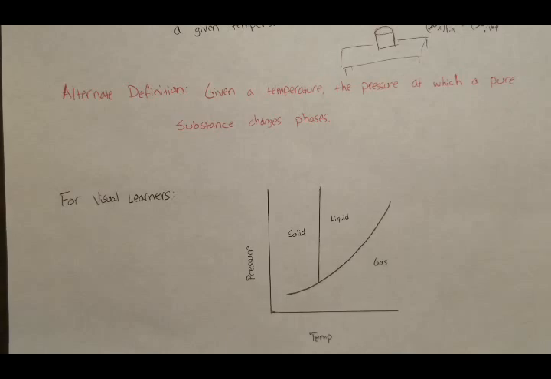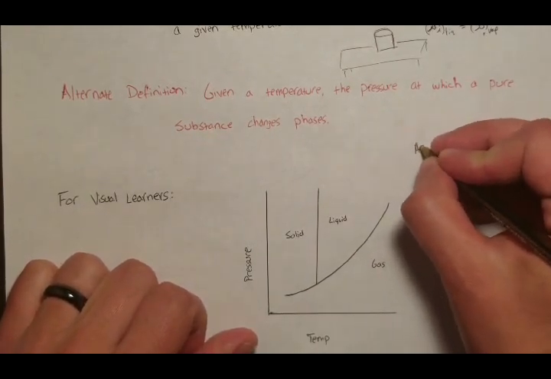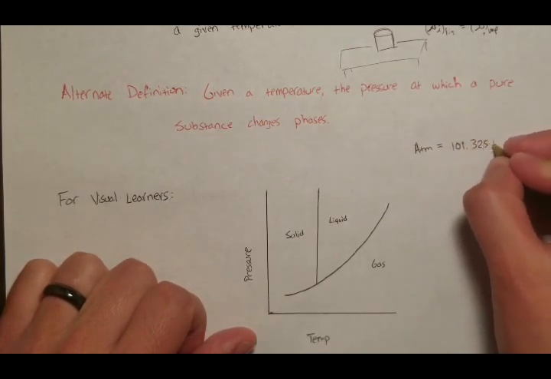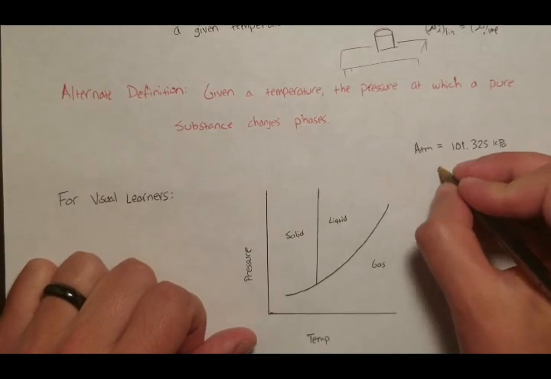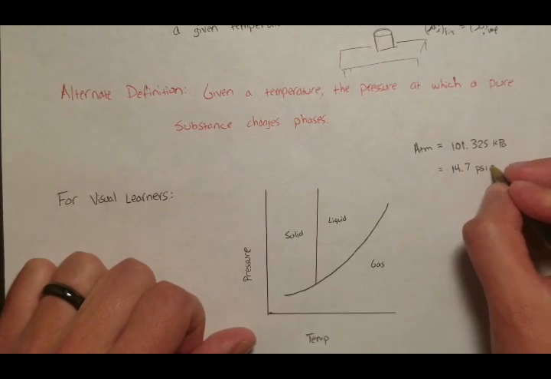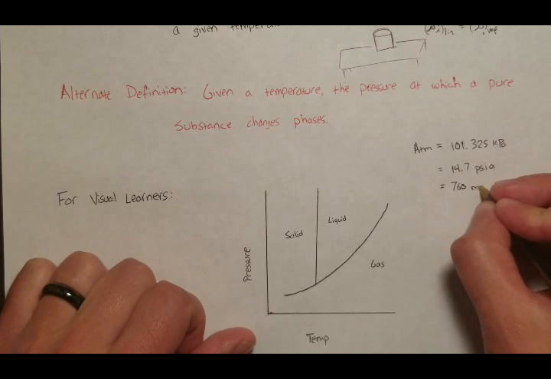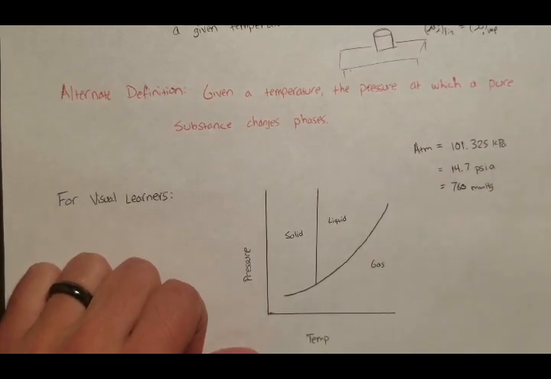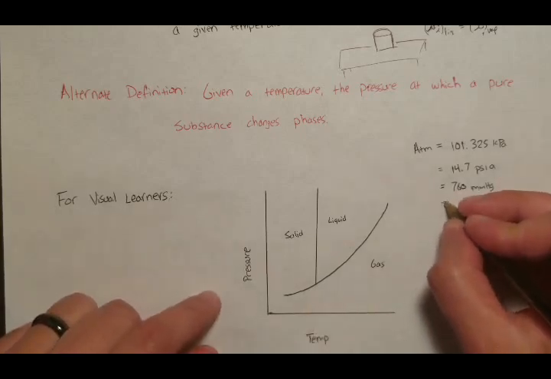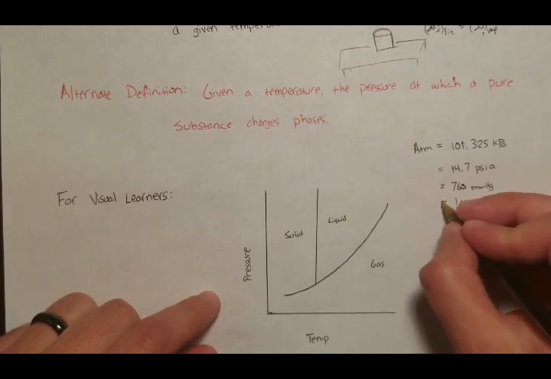Now let's say we have pressure, which is atmospheric pressure, and I'll just write this as a note as well. Atmospheric pressure is going to be equal to 101.325 kilopascals. This is also equal to 14.7 psi absolute. We can also say it's equal to 760 millimeters of mercury. So any of those you can consider your atmospheric pressure. You can also say it's about equal to 1 atmosphere.